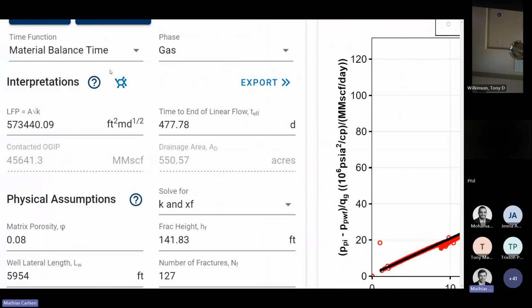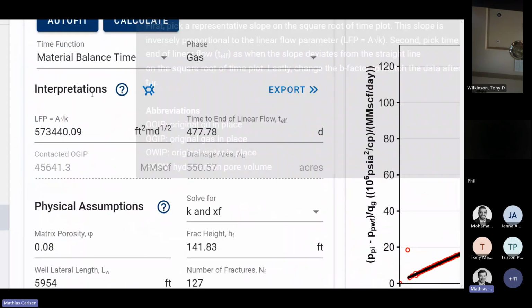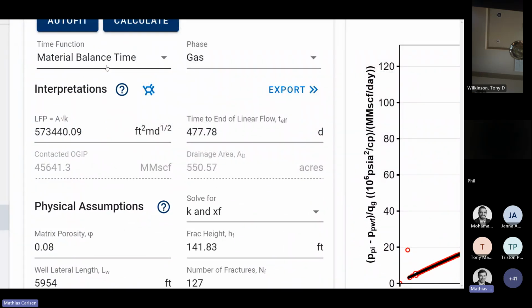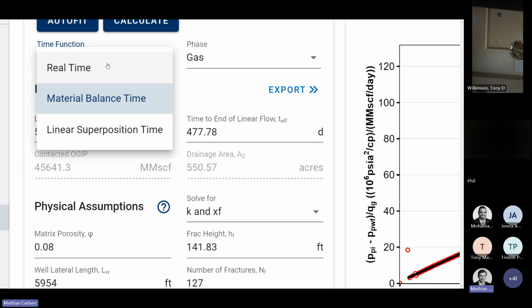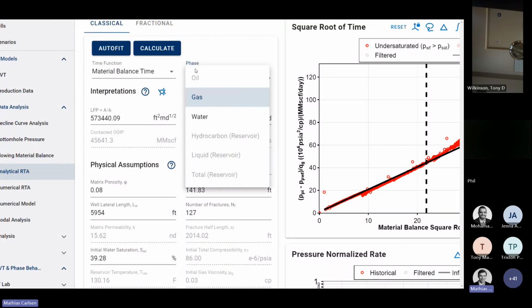Below this, we have a couple of different options. One is the time function. The default is material balance time. The reason the material balance time is the default is because of what we talked about with the consistency of these analytical equations and converting stuff to constant rate space. We're going to change these later, but for now, keep it material balance time. The other thing here is we have different phases.